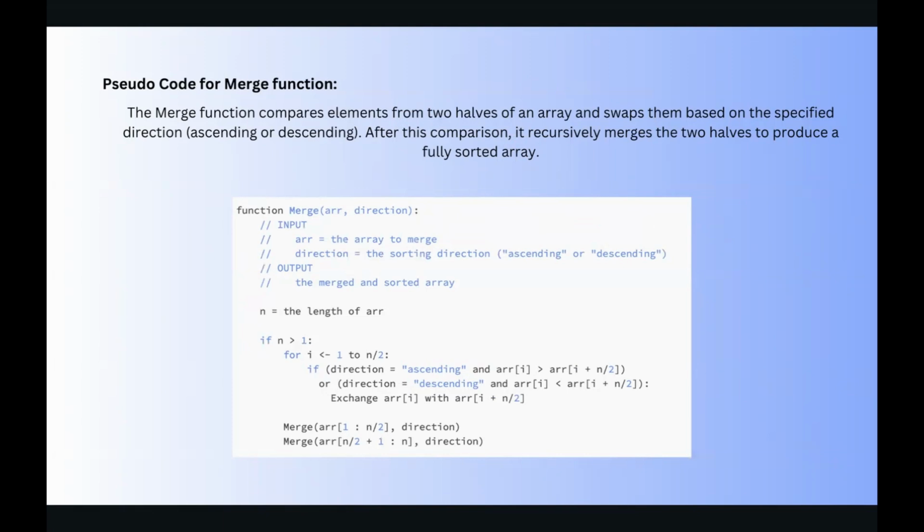The point to be noted here is that the Bitonic merge algorithm compares elements across the two halves, not adjacent, but elements with a gap of n by 2 indices. As you can see here, we are comparing the ith element with the (i plus n by 2)th element and swapping them based on the specified direction in the merge function. While merge sort directly compares adjacent elements from the two halves in sequential order.